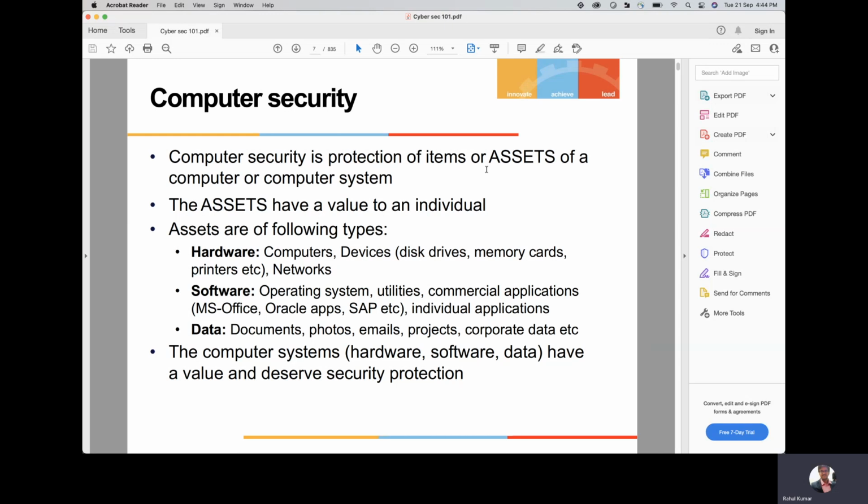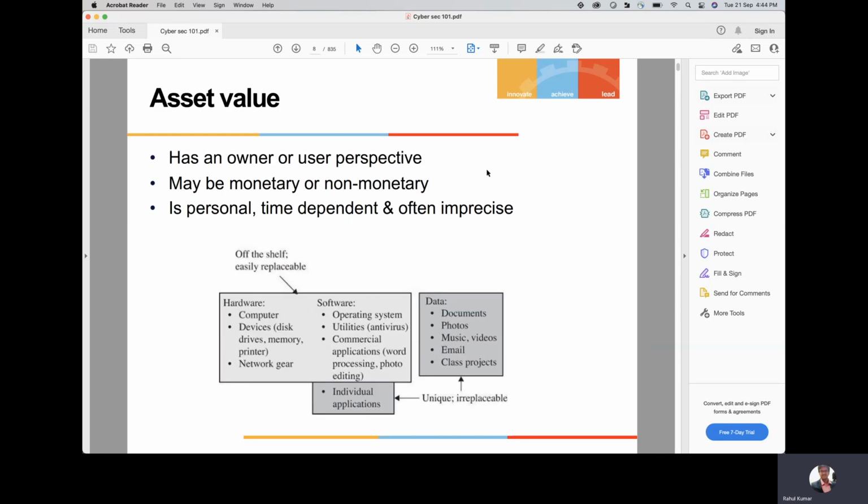Let's move on to the next one. Okay. So this slide, I don't think it's of much use, but we have classified our assets into hardware, software, and data. I think we learned this in class one when we started using computers, so no need to learn this.